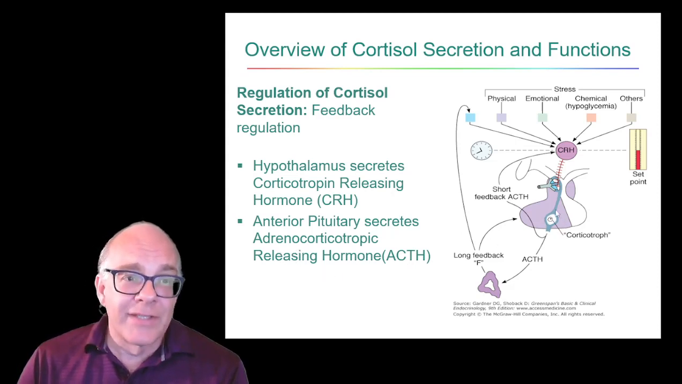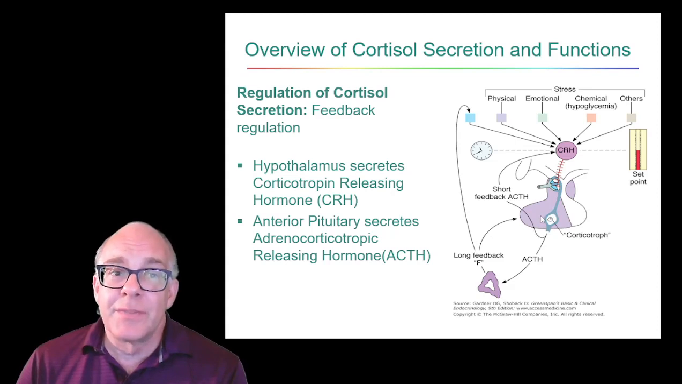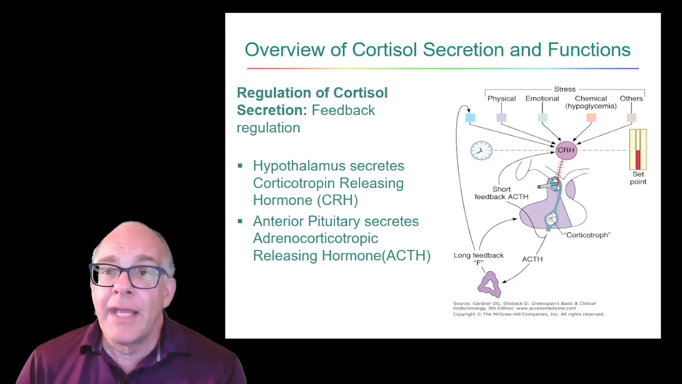Now, it's not all of the cells. It's cells that are specifically responding to corticotropin releasing hormone, CRH, so they have receptors located within their cells. The ACTH then is released, ultimately going down to the adrenal gland, where it affects cells within the adrenal cortex to release cortisol.